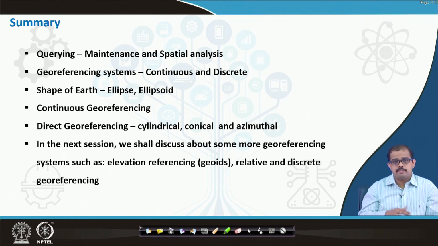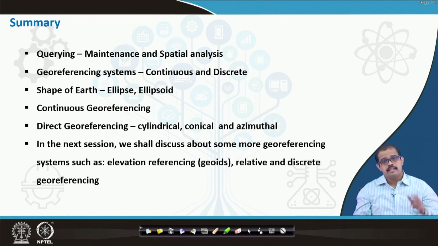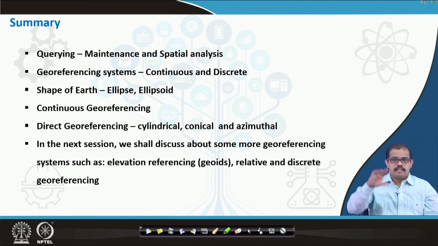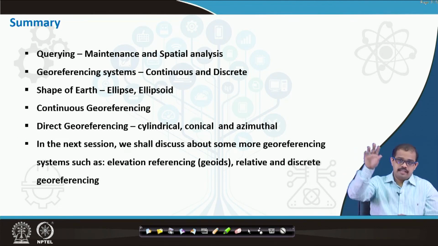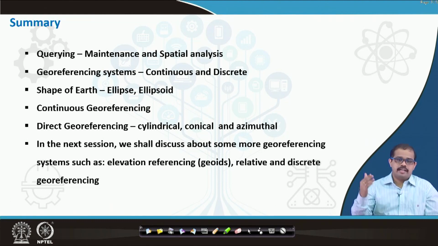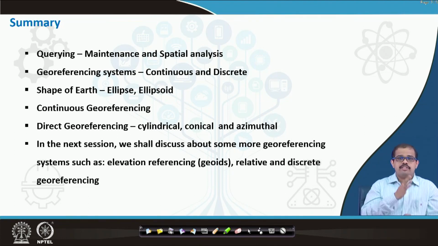To summarize this particular lecture, we looked at querying. As I said, querying is about maintenance and spatial analysis. You can do a huge amount of spatial analysis, just like your English language, but querying defines in its own way how the data is to be analyzed. Then you have the georeferencing system. There are two types, one is continuous, one is discrete. In continuous, you have a continuous value where the data is referenced. Discrete has its own representations, for example a postal code or an address.